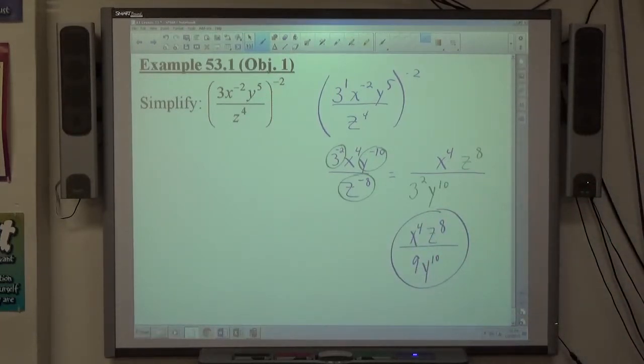You're done when there's one of each type of letter and all the powers are positive and all the numbers are evaluated. That's when you're done with the problem.